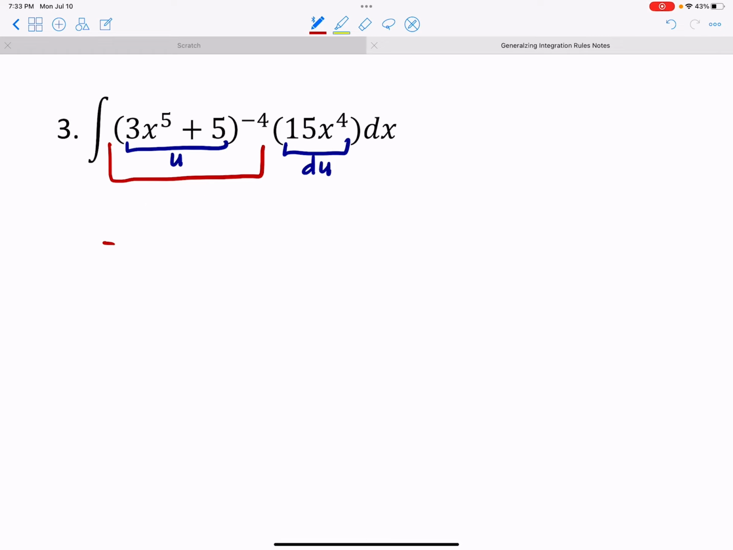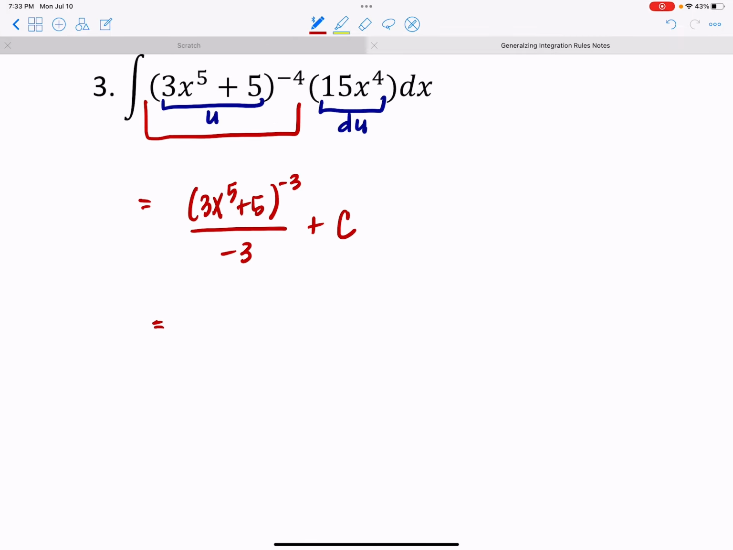And I'm looking at 3x to the fifth plus 5 to the power of negative 4 plus 1, which is going to make a negative 3. Divide by that new exponent, negative 3, and add on our constant of integration, and we're done. Now I would prefer, again, not to leave the negative exponent here, so I'm going to move this negative out in front. We're going to leave 1 in the numerator, and 3 is going to stay in the bottom there. We're going to move the 3x to the fifth plus 5 to the bottom to make that a positive exponent, and then a plus c.